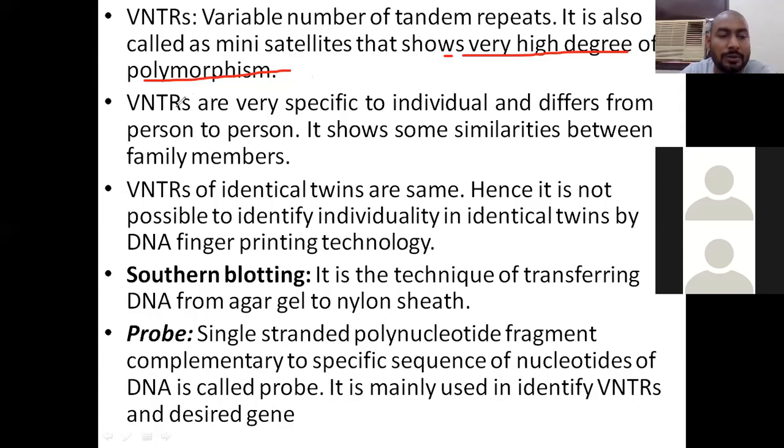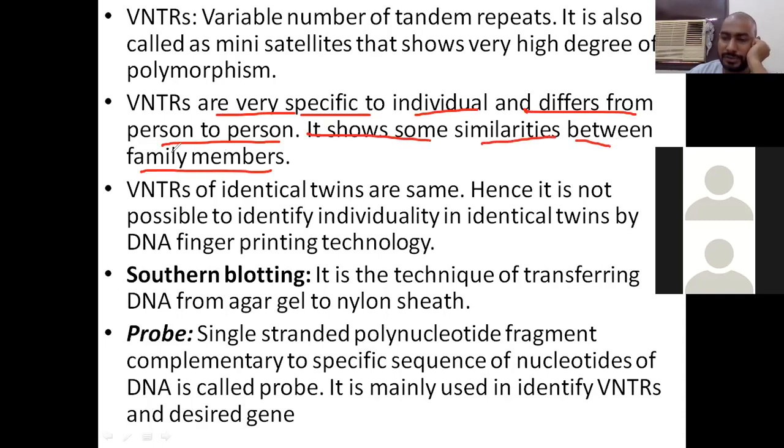Minisatellites have a high degree of polymorphism. That's why we are using minisatellites for DNA fingerprinting. Now, VNTRs are very specific to individuals and differ from person to person. It shows some similarities between family members, a little bit of similarity, but mostly VNTRs are very specific to individuals and differ from person to person.